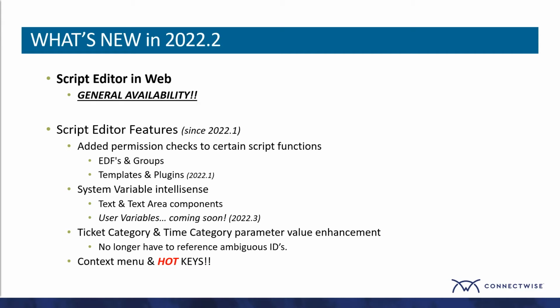New to our script engine here in the Web Control Center is System Variable IntelliSense. It's currently available for text and text area components. User Variable IntelliSense is coming soon in 2022.3. We'll talk more about this IntelliSense in just a moment. Ticket category and time category parameters have been improved to no longer have ambiguous IDs, and we've added some context menu and hotkeys to the script editor in web as well.